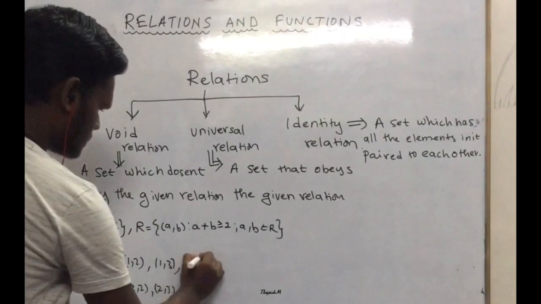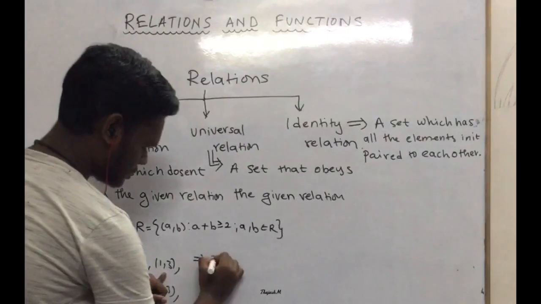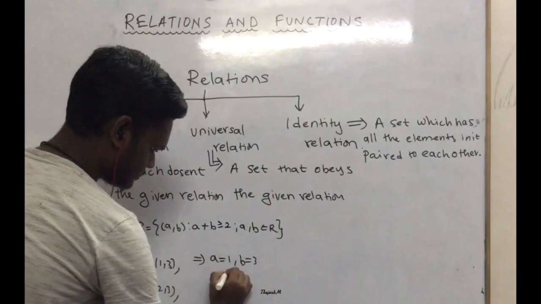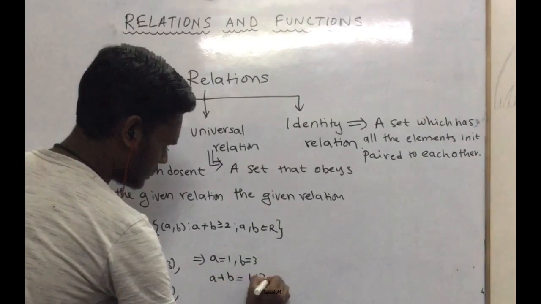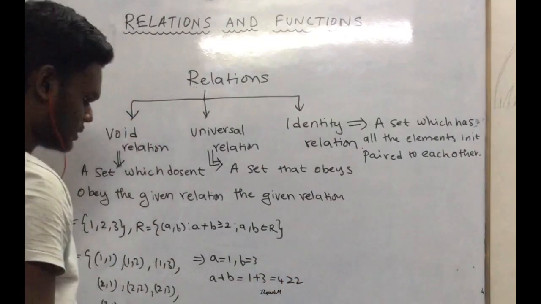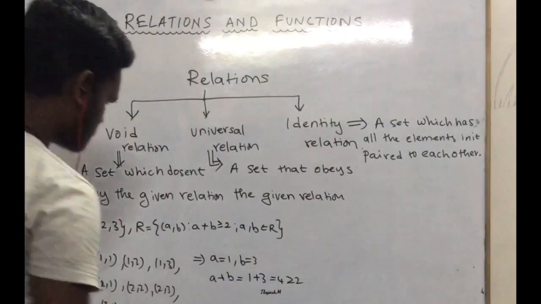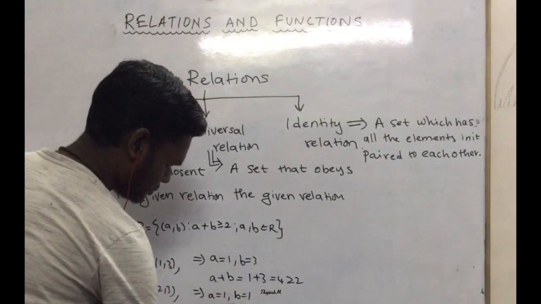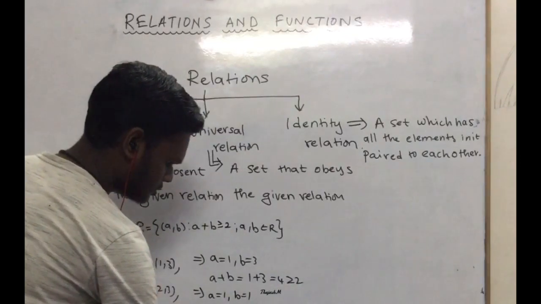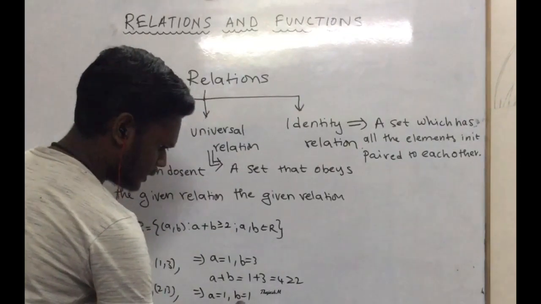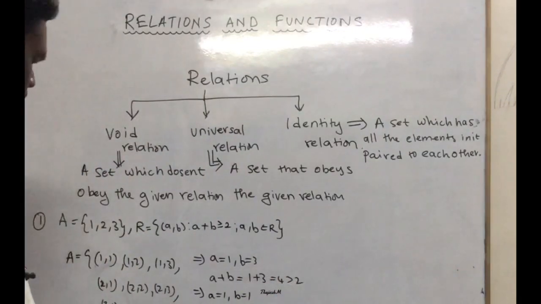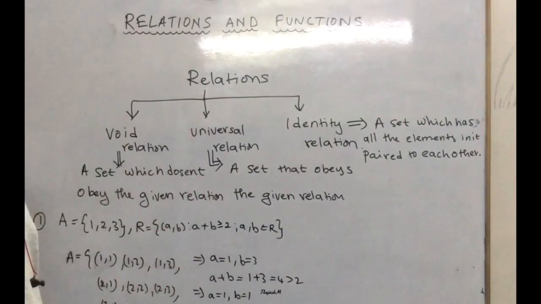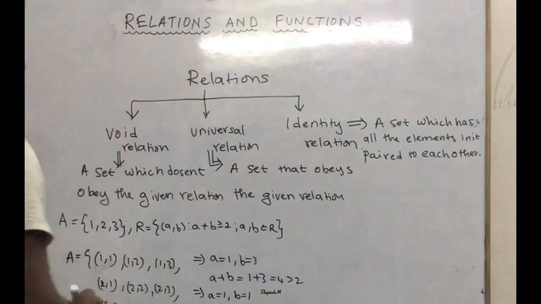Okay, so let's take any value and check. So let's take this one. a is equal to 1 and b is equal to 3 over here. So if you add a and b, you are getting 1 plus 3, that is 4. So 4 is greater than or equal to 2. Satisfies. Let's take any other. Let's take the first one itself. This is the smallest one, right? a is equal to 1, b is equal to 1. So 1 plus 1 is equal to 2, which is greater than or equal to 2. Am I correct? So for any element you check, this will be satisfied. So that is a universal relation.